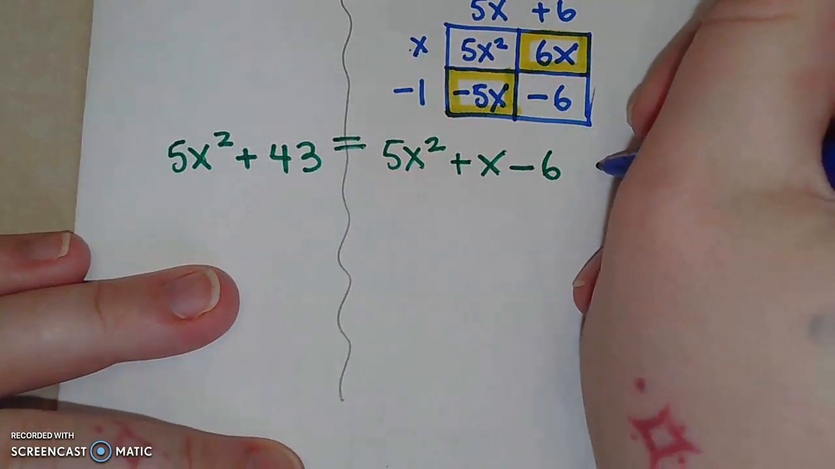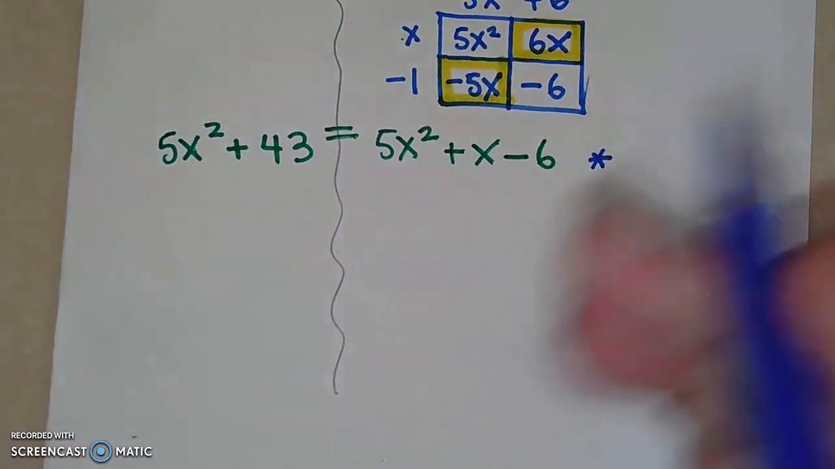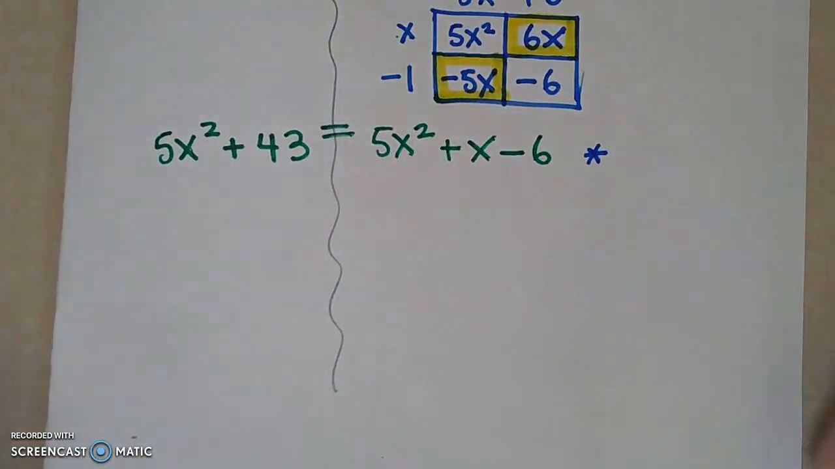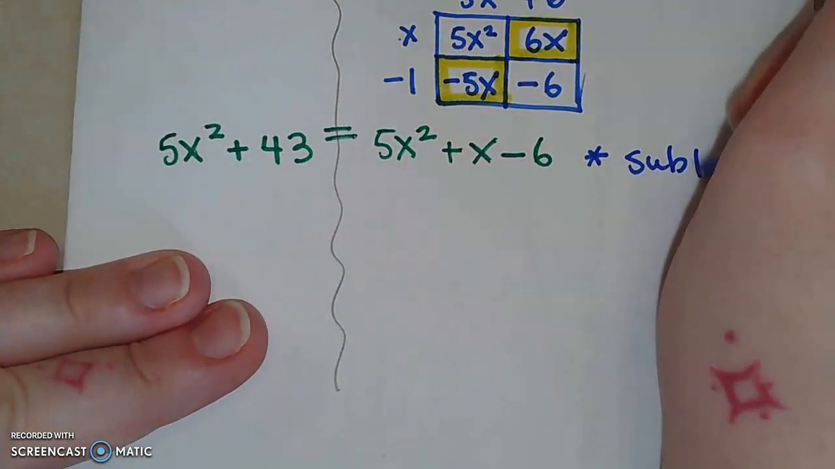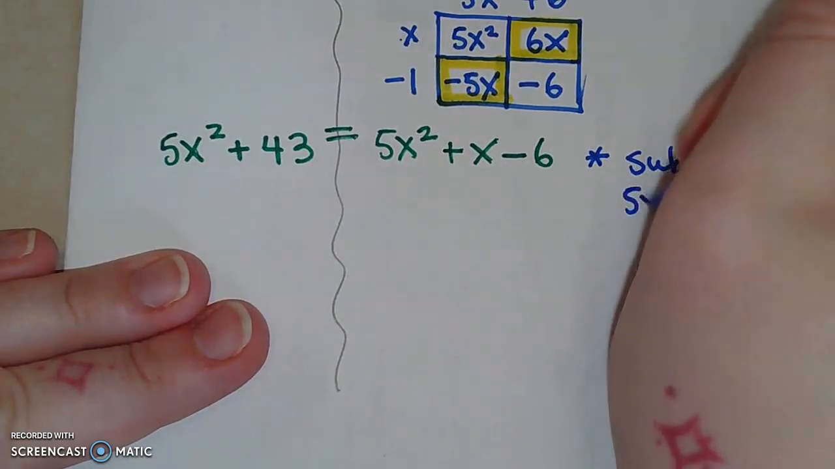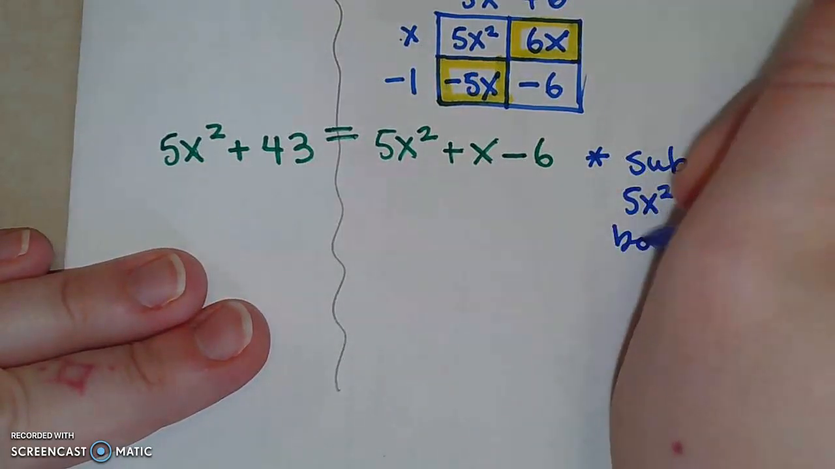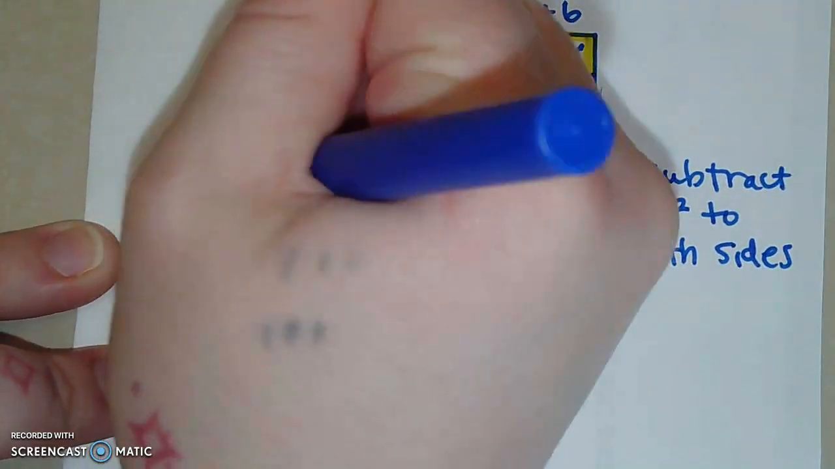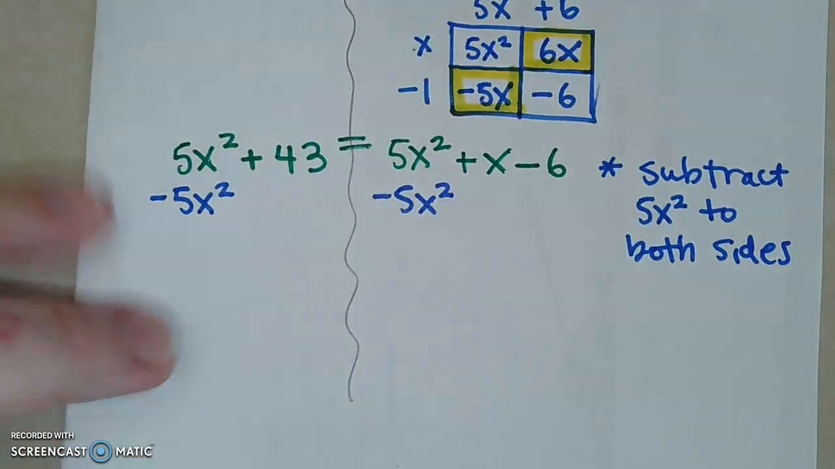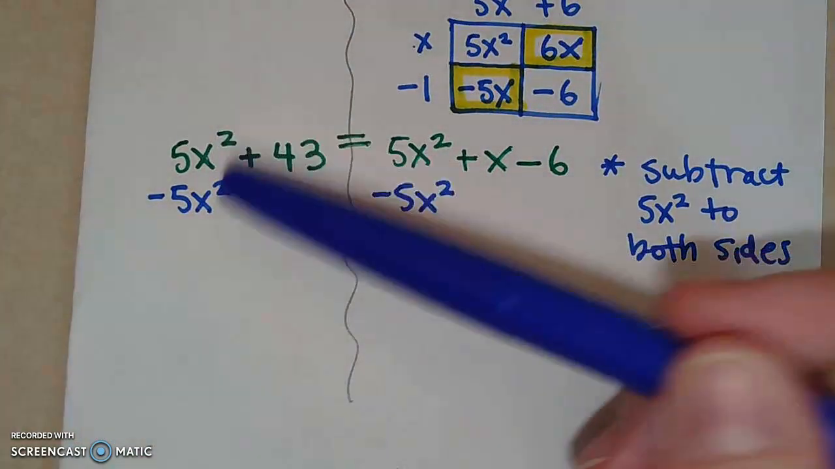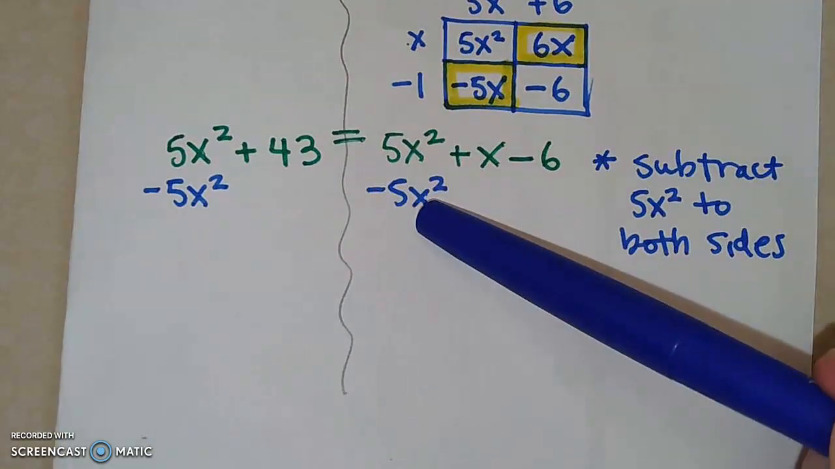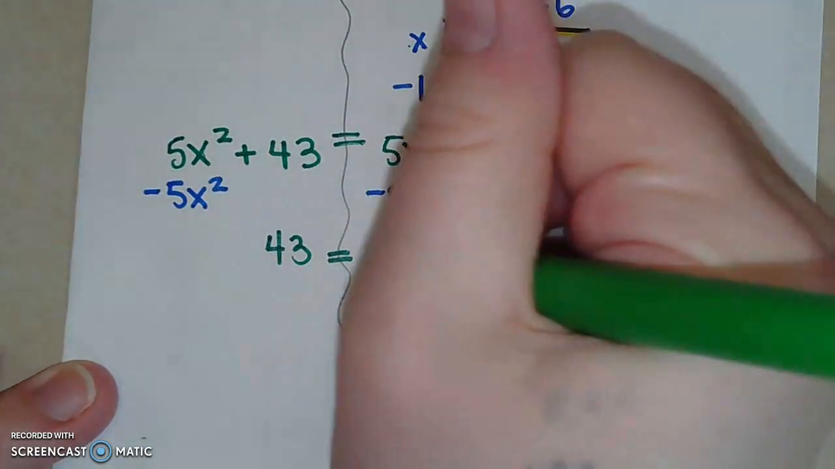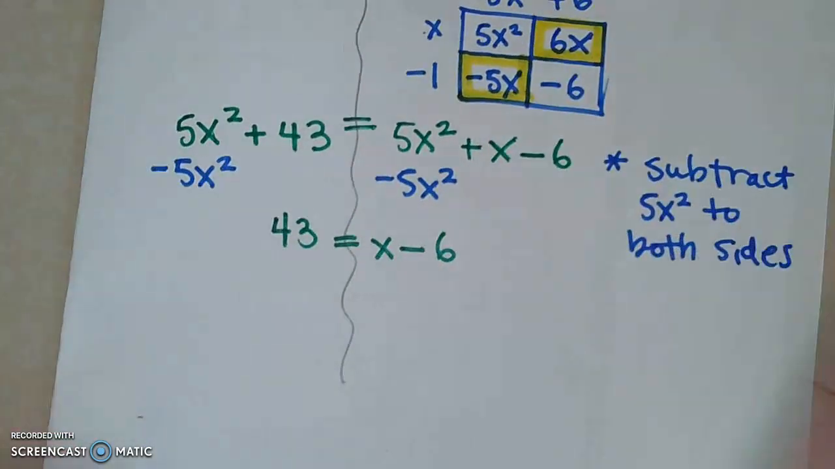I want to get back into combining some like terms. I always like to start with the highest degree. So x squared and x squared, I'm kind of focusing my energy on that. And if I subtract 5x squared from both sides, you'll see something kind of special happen. So minus 5x squared, minus 5x squared. You can see that these actually cancel each other out. They zero out. So I will be left with 43 equals x minus 6.